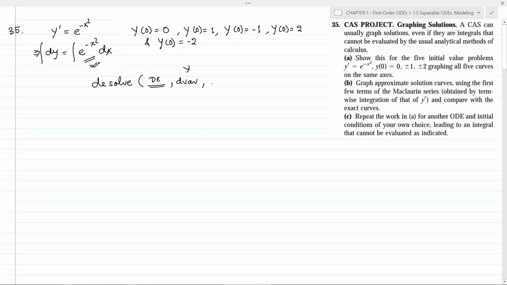One of the optional arguments is ICS or initial conditions, we write this in square brackets with two values separated by a comma. The first value is the x value and the second value is the corresponding y value. For example, in this case the x value is 0 for y value 0, so we can put 0 comma 0, or if for x equal to 0 y is 1, then we can put 0 comma 1 and so on. Now we are going to go to Sage Math to plot the 5 curves.